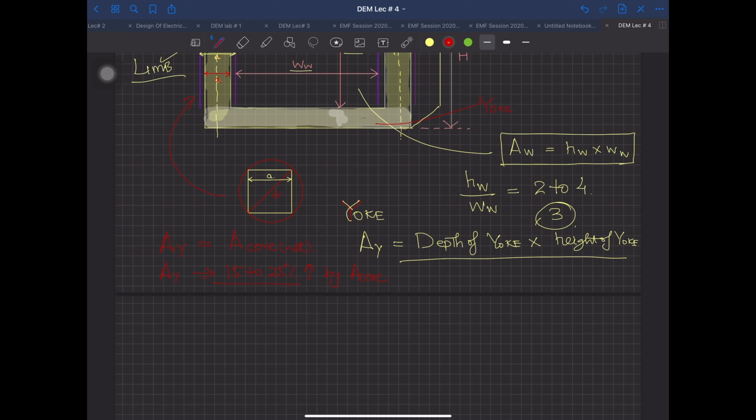मेरा एरिया first का was 100 millimeter square. Now I will make it 120 mm square. And now based on that 120 mm square area, now I can plug this value here. I know my height of the yoke, which is a. So from here I can easily find out my dy, depth of the yoke. Any questions with this?